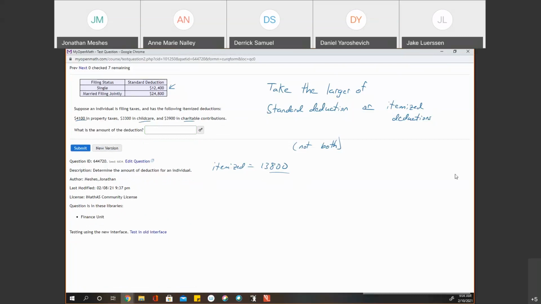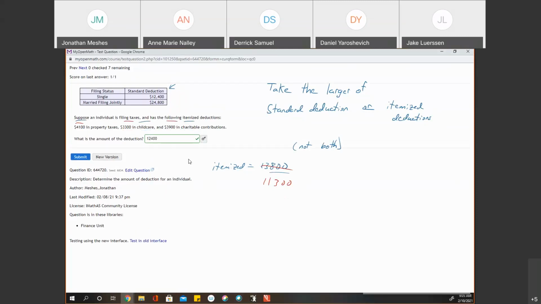Okay. If instead I reload this question and I get a different number, using these new set of numbers, I have 11,300. Now that's smaller than the standard deduction. So instead of using the itemized deductions, I would use the standard deduction. Okay, so my amount of deduction would be the amount of the standard deduction, 12,400.